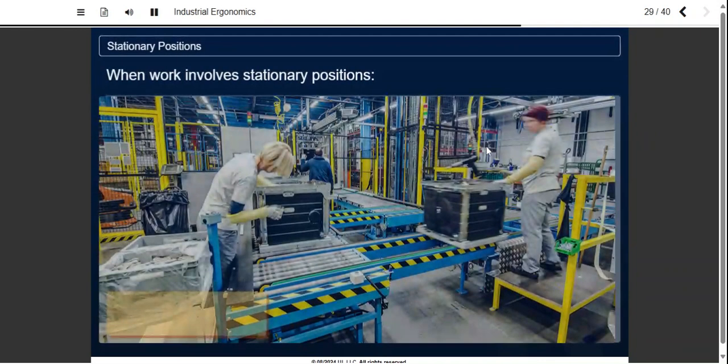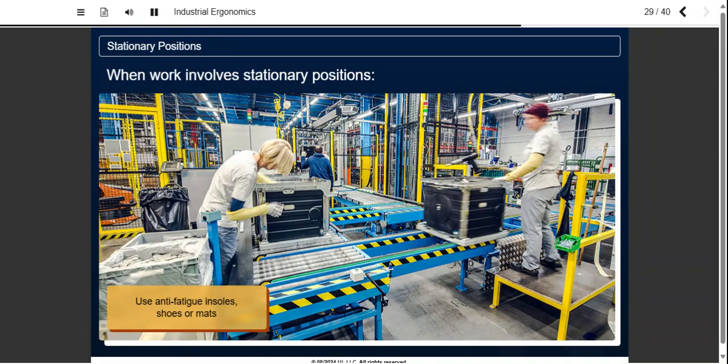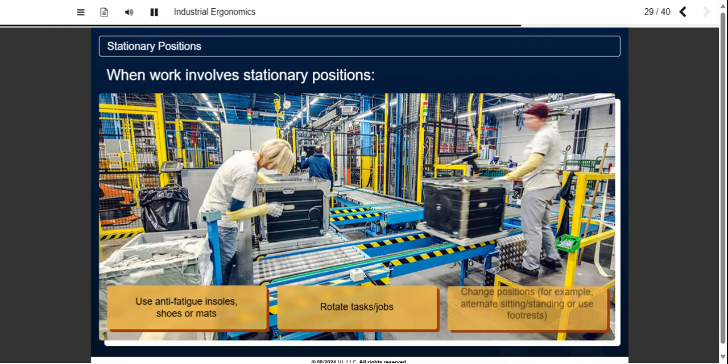If you must work in a stationary position, consider using anti-fatigue insoles, shoes, or mats. Rotate tasks and jobs. Either trade jobs with team members or break up long jobs with shorter tasks to give your body a chance to move into other positions and use different muscles. If you can, change positions periodically. For example, alternate sitting and standing or use a footrest to give your legs a break.